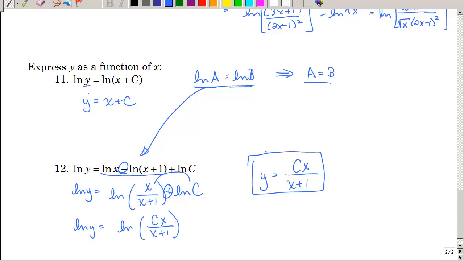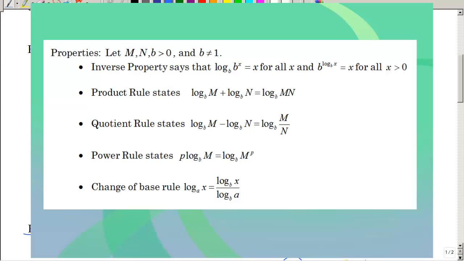It's kind of strange. Just go with it. Again, it's just using all these properties: the inverse property, the product rule, the quotient rule, the power rule, and that change of base rule.